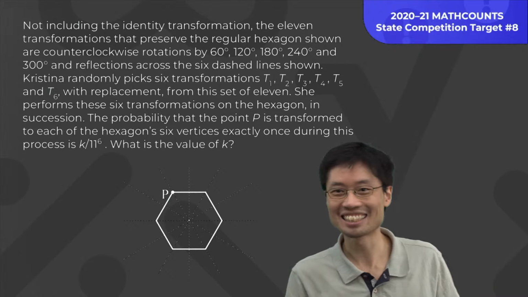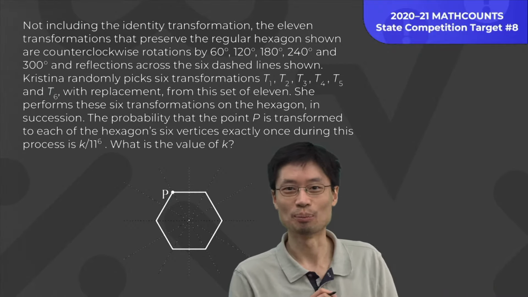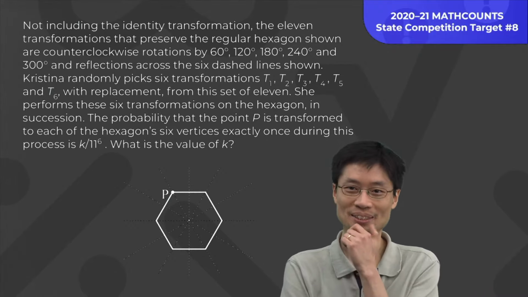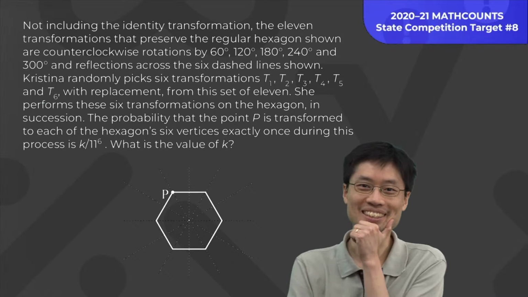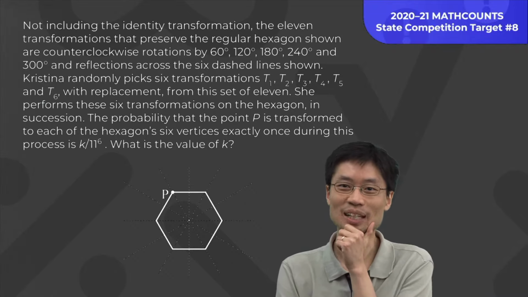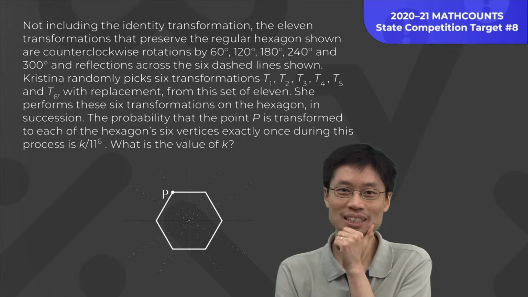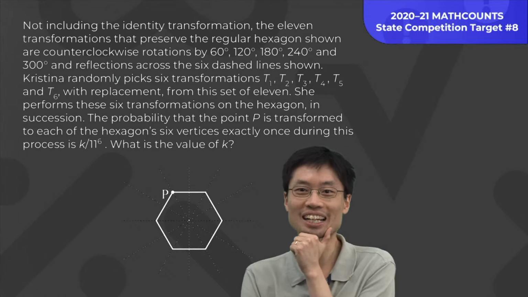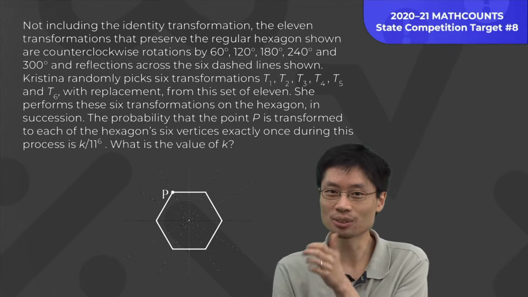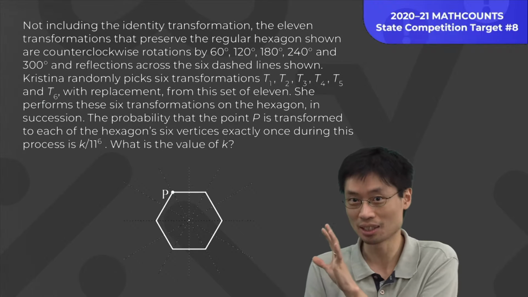Yay! And that takes us to the last question. Oh boy, the words got smaller. That means it might be hard. Not including the identity transformation. The 11 transformations that preserve the regular hexagon shown are counterclockwise rotations by 60 degrees.